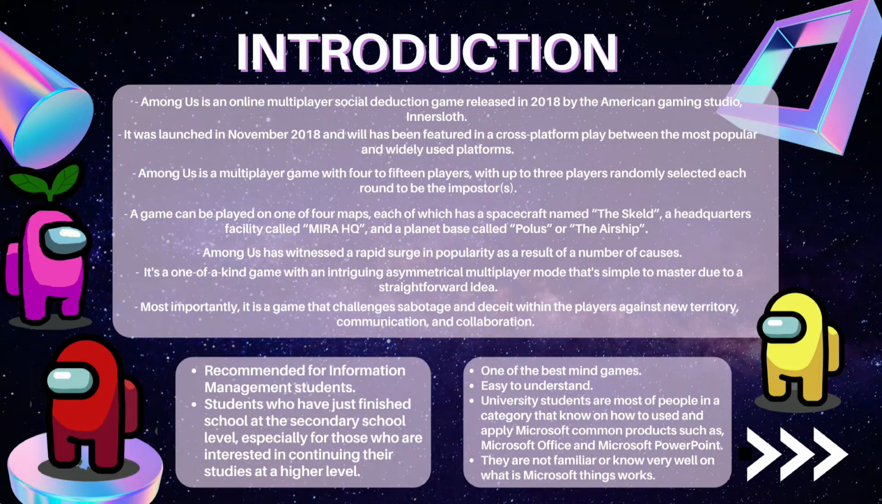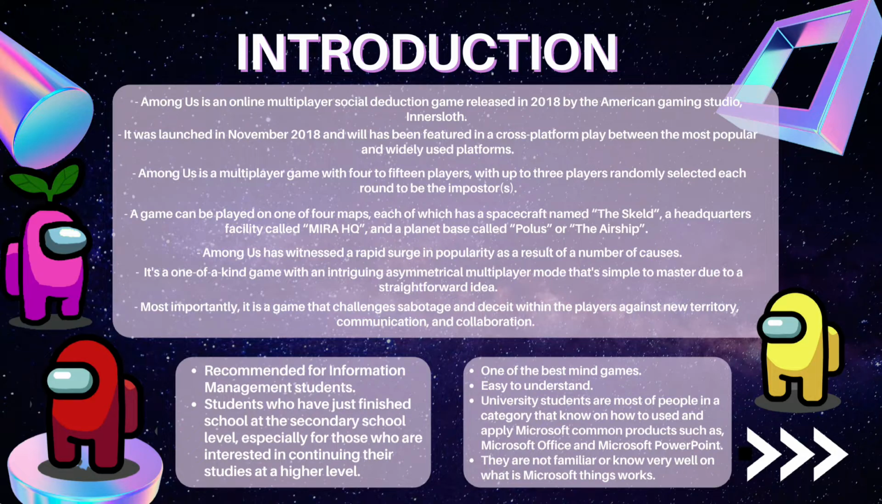Among Us is a multiplayer game with 4 to 15 players, with up to 3 players randomly selected each round to be the imposters. A game can be played on one of 4 maps, each of which has a spacecraft named the Skeld, a headquarters facility called Mira HQ, and a planet base called Polus, or the Airship. All of it is based on the Henry Stickmin series.